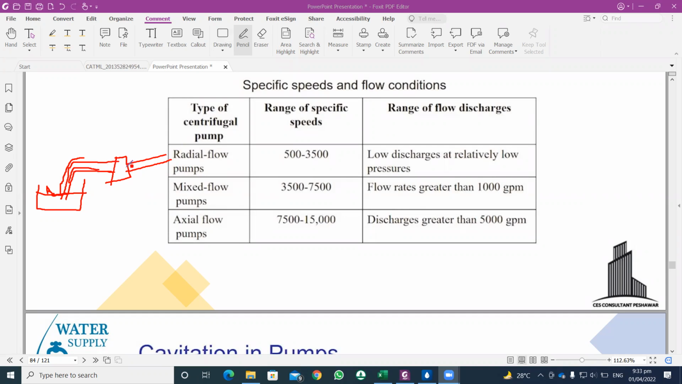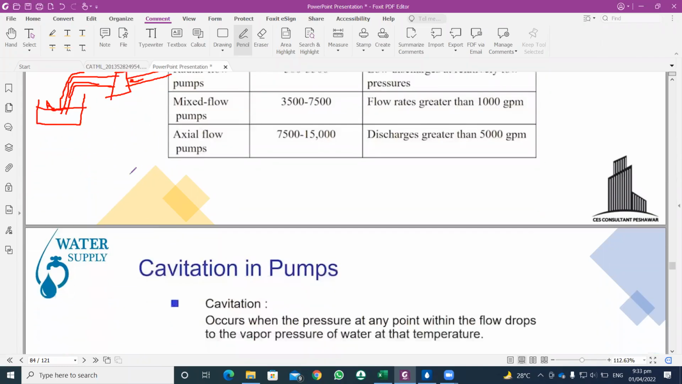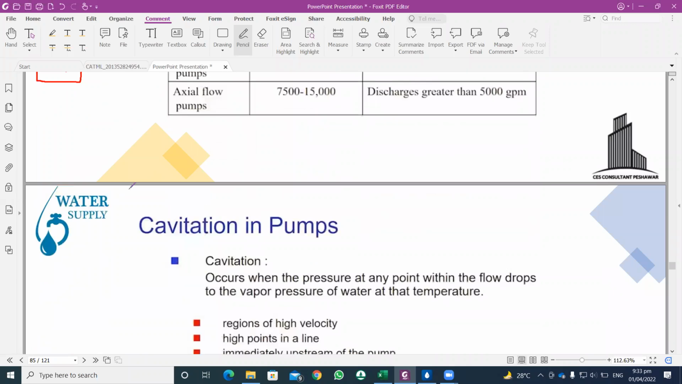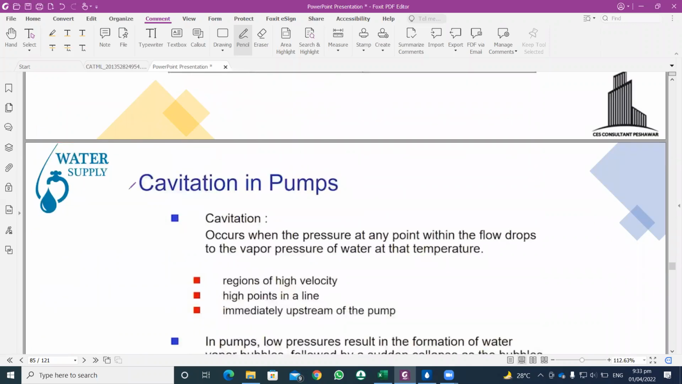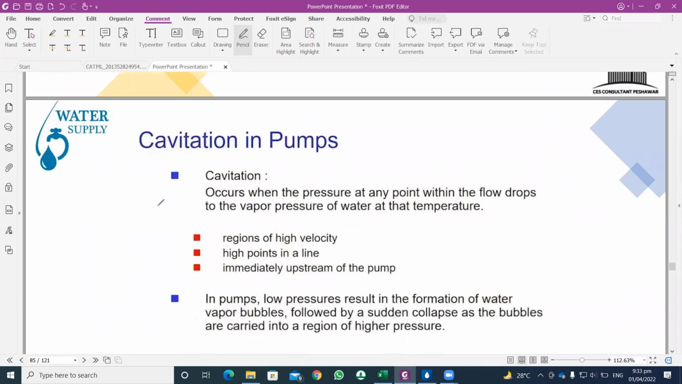So at the downstream side, when these bubbles collapse, it greatly affects the functionality of an impeller. Therefore, pumps should be designed in such a way that cavitation does not occur. That is called cavitation.